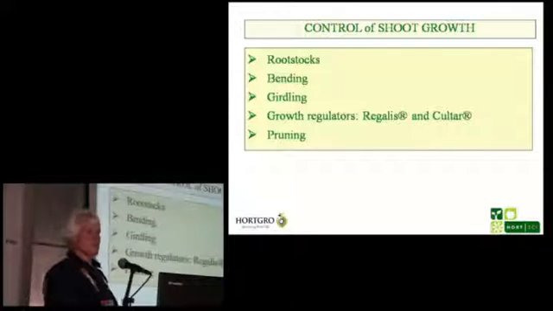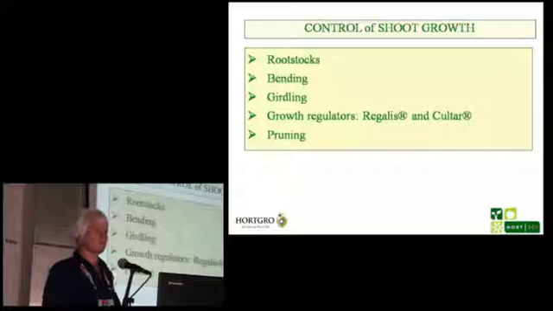We can also use techniques like girdling, although I don't believe it's all that successful always in reducing vegetative growth. We can use growth regulators. We basically only have 2 available, Regalis, which is very effective on reducing shoot growth in apples, and coal-tar, which is registered on plums. And then we can use pruning cuts to change the shoot growth.